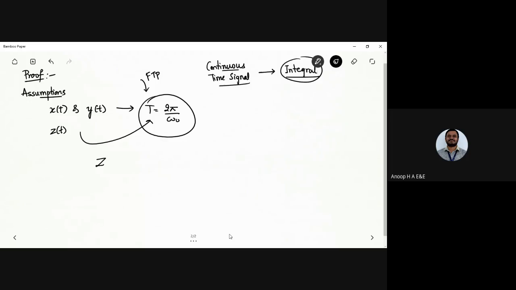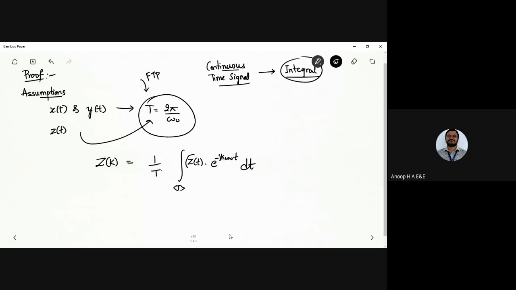Okay, so now how do I write z of k? What's the definition of z of k? How do I define it? That is 1 divided by T, integral over the time period, of z of t multiplied with e power minus j k omega naught t dt. So z of k equals 1 divided by T integral over the time period of z of t into e power minus j k omega naught t dt.